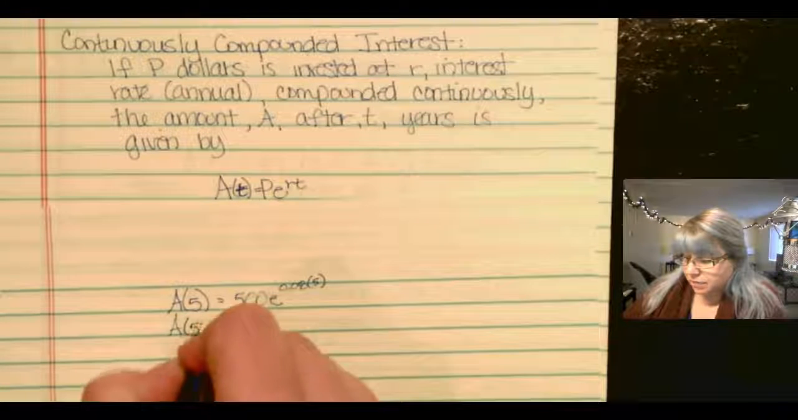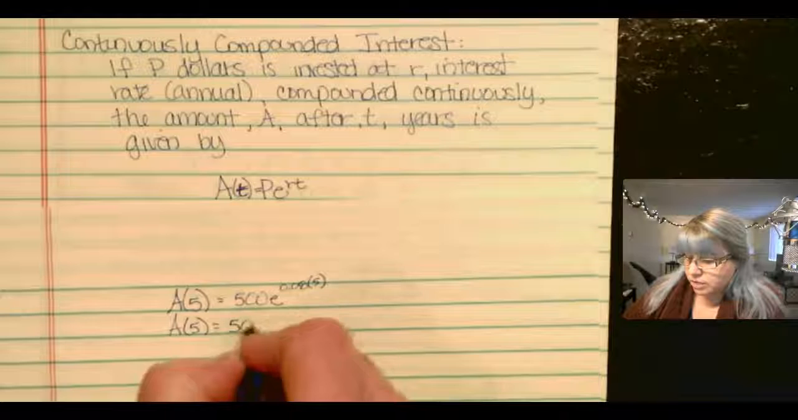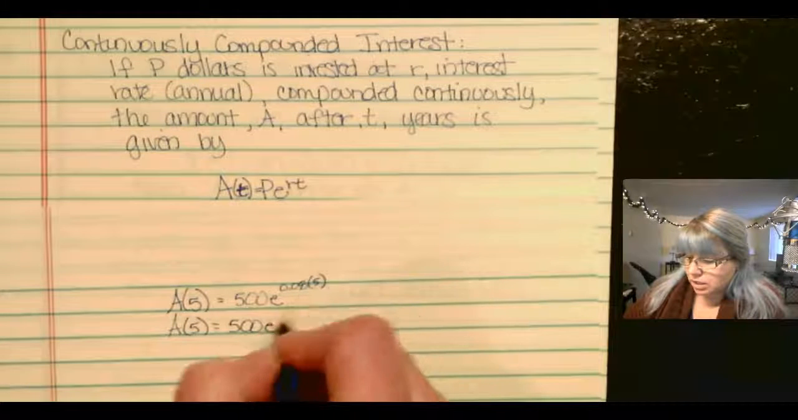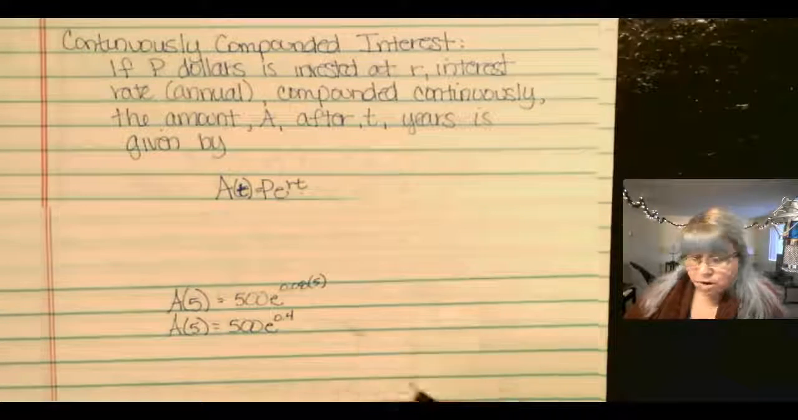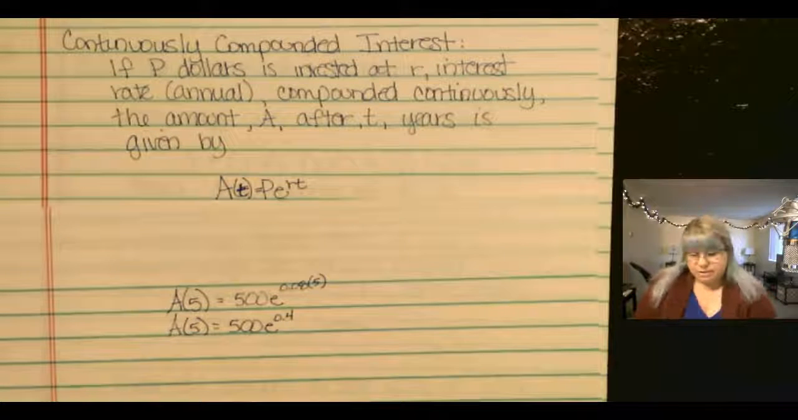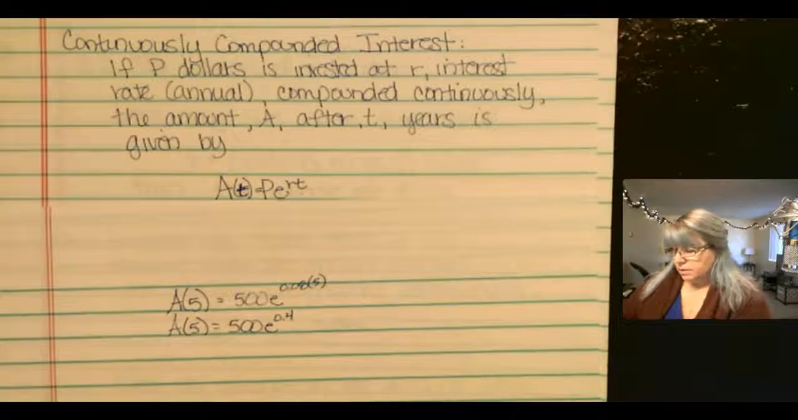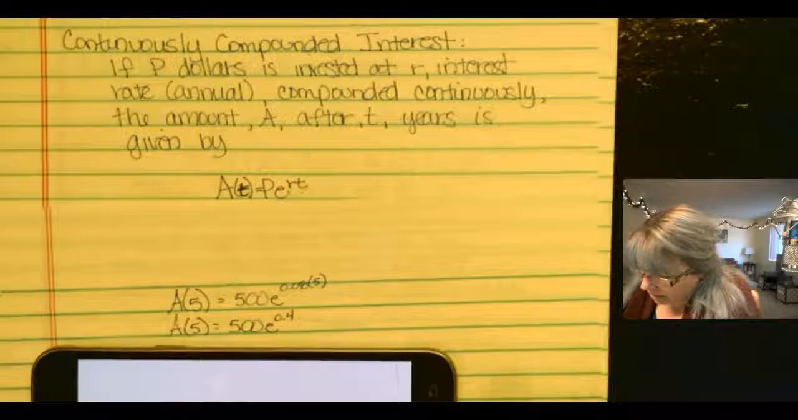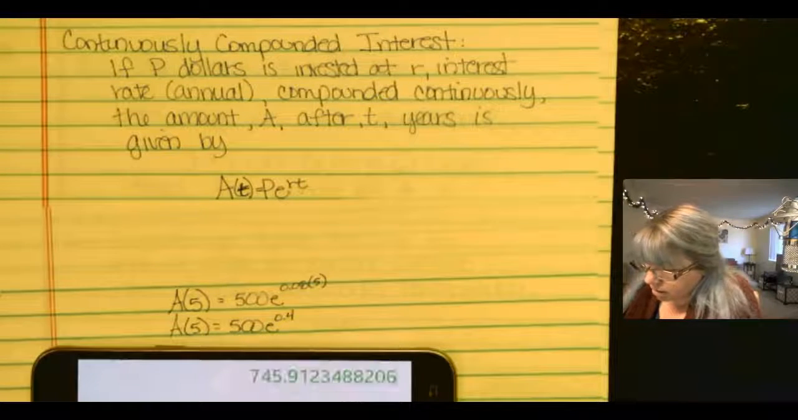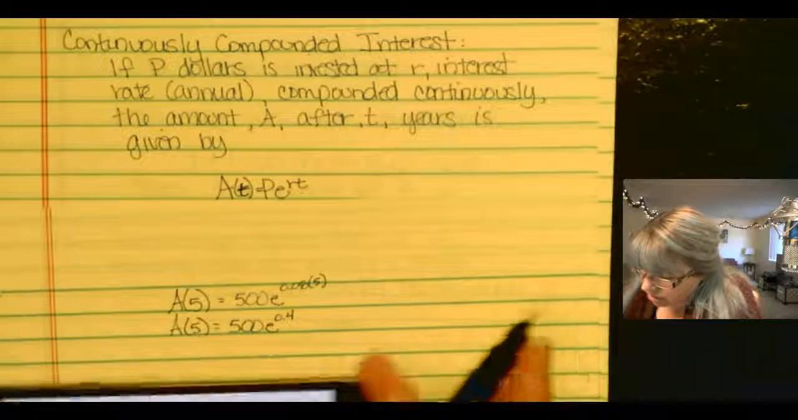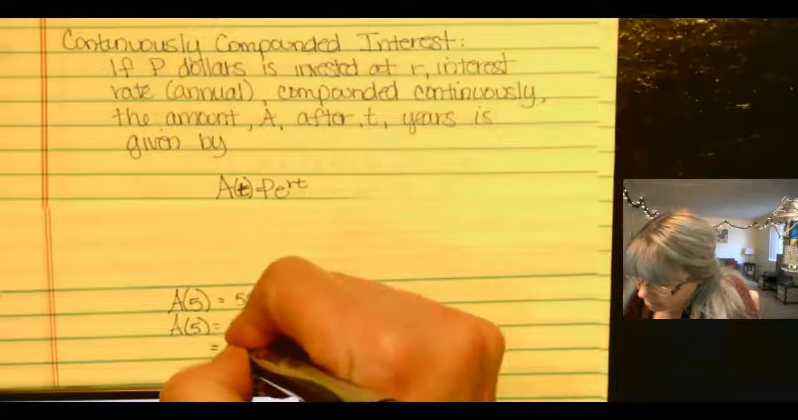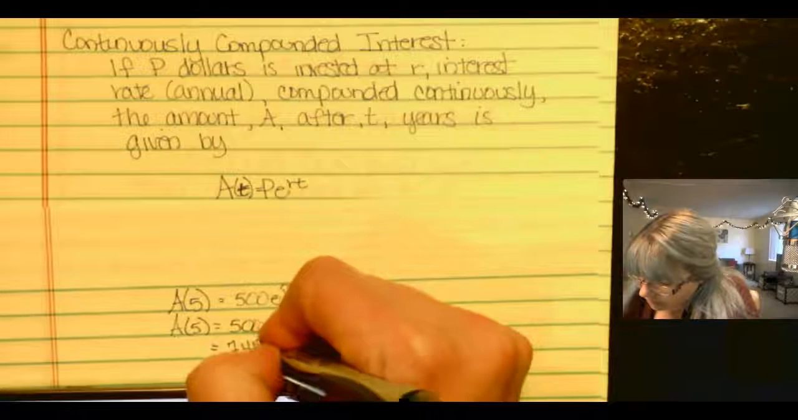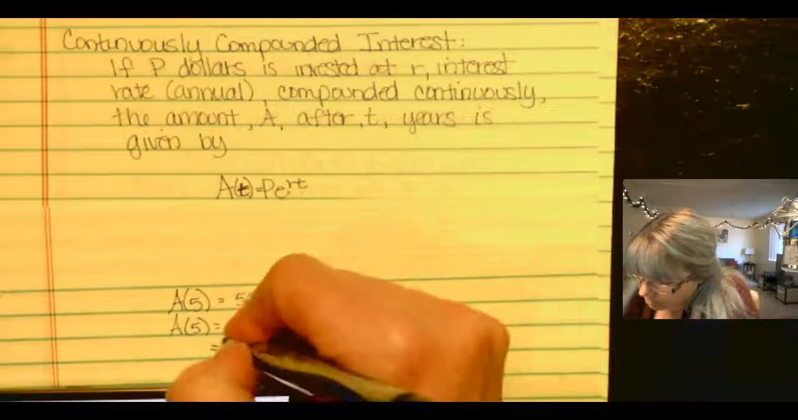So A in 5 years will be 500 e to the 0.4. Calculator. Let's get our calculator. Let's make sure I've got it on scientific calculator. So we have 500 times e to the 0.4. Voila. 745.91.